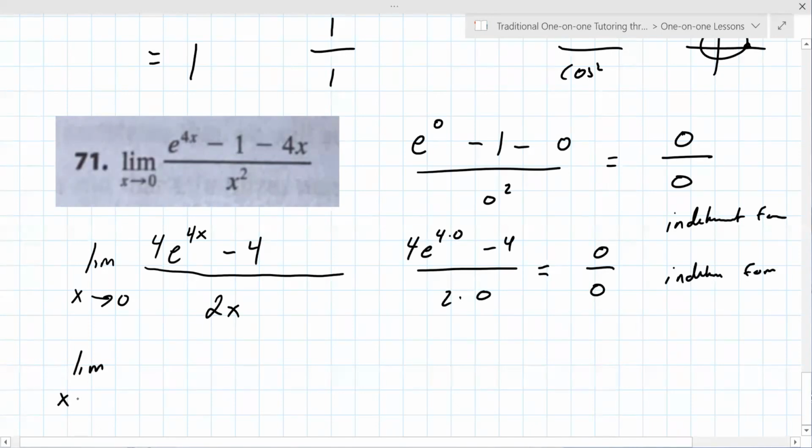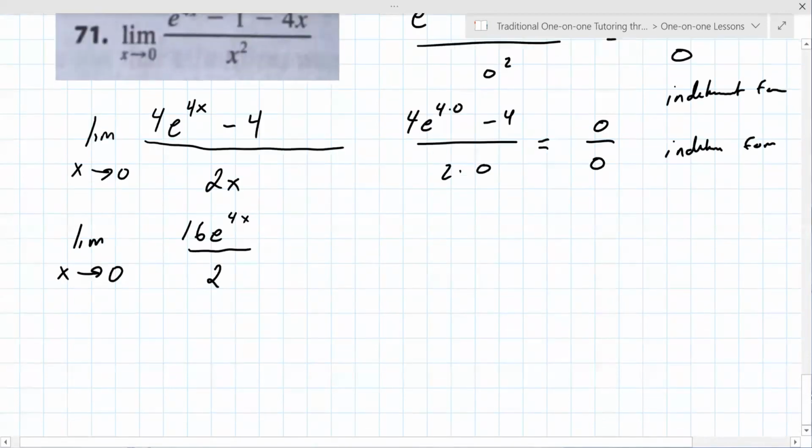So guess what you do now? Take another derivative. Okay, so the numerator becomes 16e to the 4x over 2. And you try 0 again. Put 0 in, so you get 16e to the 4 times 0 over 2. And you end up getting 8.